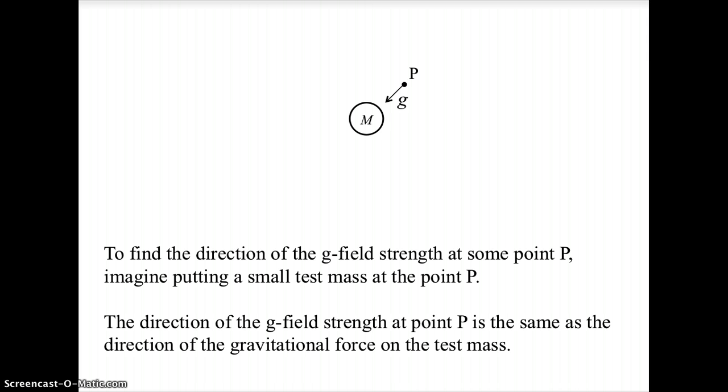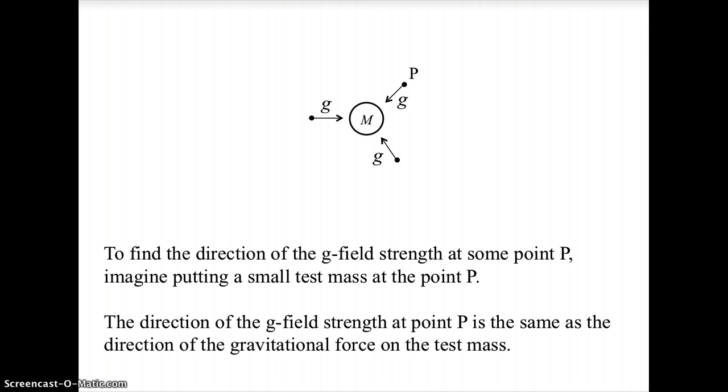The direction of the G field strength at some point P is the same as the direction of the gravitational force on the small test mass that we place at point P. So if we took this point over here, then the force would be directed in to the right toward the source mass, which means the G field strength would also be directed in the same way to the right. And at this point P, G would point in toward the source mass.